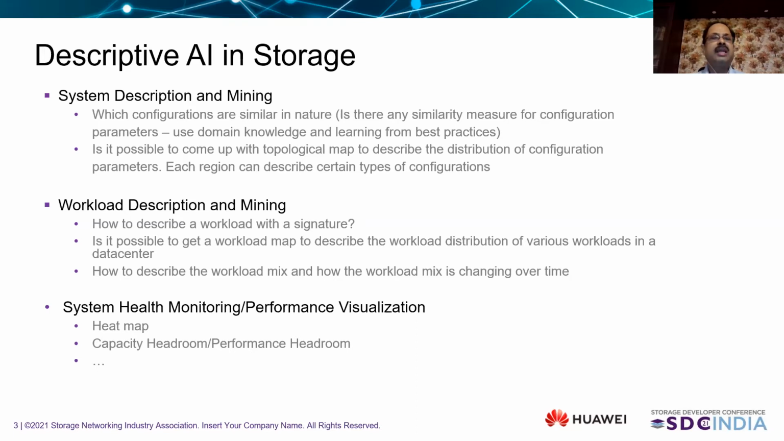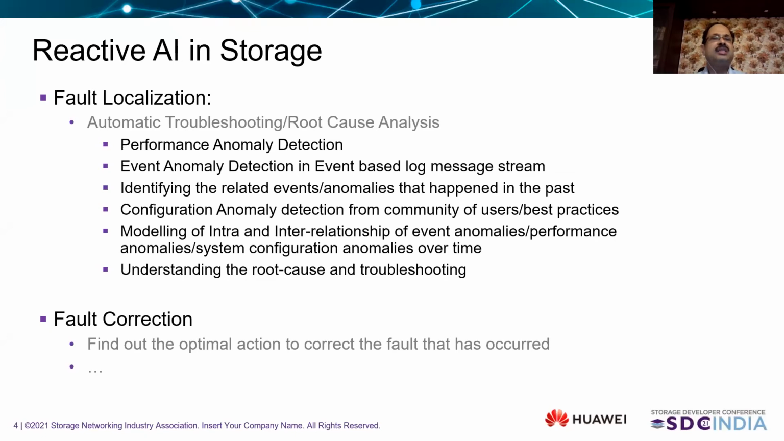Now let us go to the reactive AI. Reactive AI in storage, classic examples are fault localization, automatic troubleshooting and root cause analysis, performance anomaly detection, event anomaly detection, identifying related event anomalies that have happened in the past, configuration anomaly detection from community of users or best practices, modeling inter-relationship of events anomalies, performance anomalies, system configuration anomalies over time, whether a given anomaly is actually related to a certain anomaly in the past.